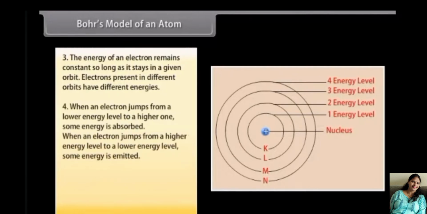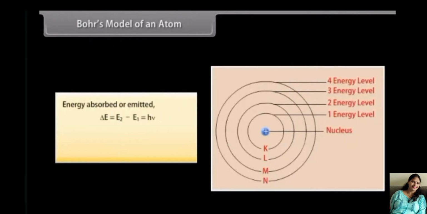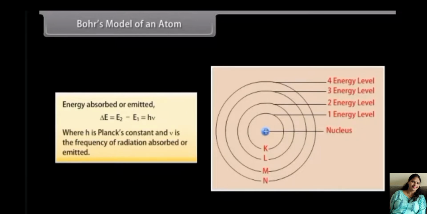When an electron jumps from a lower energy level to a higher one, some energy is absorbed. When an electron jumps from a higher energy level to a lower energy level, some energy is emitted. The amount of energy absorbed or emitted is given by the difference of energy associated with these levels. Energy absorbed or emitted: this is the formula, delta E is equal to E2 minus E1, and that is equal to h nu, where h is Planck's constant and the frequency of radiation absorbed or emitted is represented by the other symbol, nu.